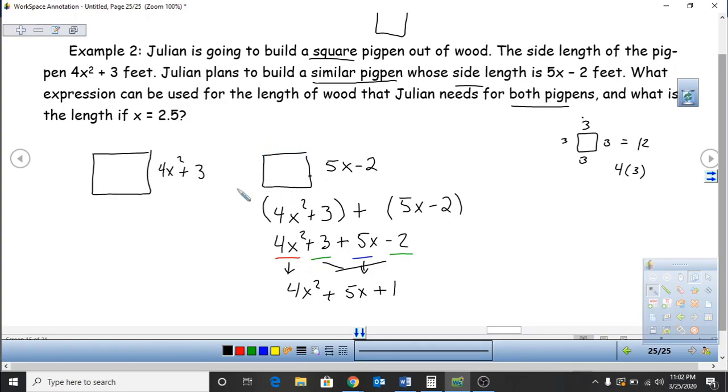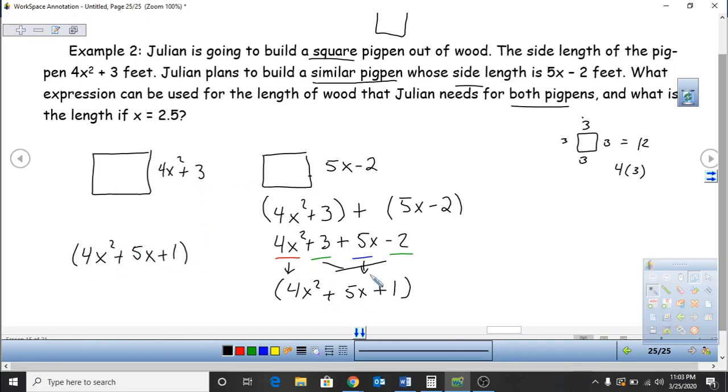Now notice, though, I only added these 2 sides. You might be asking, well, what about the other sides? You only added 2 sides, and there's actually 8 sides in total, right? So what you do is take this expression, which just tells you the sum of these sides. And if you remember, a square has 4 equal sides.